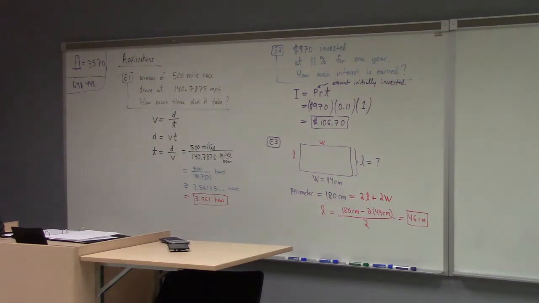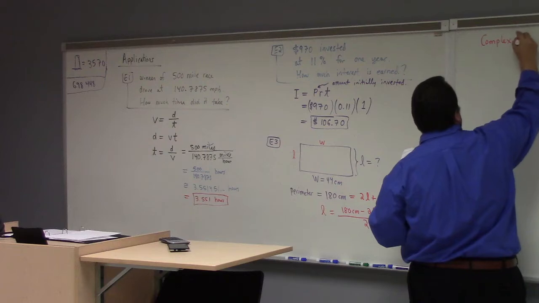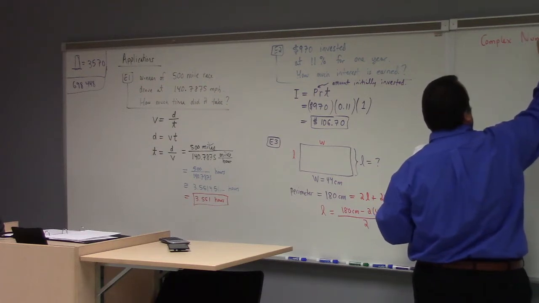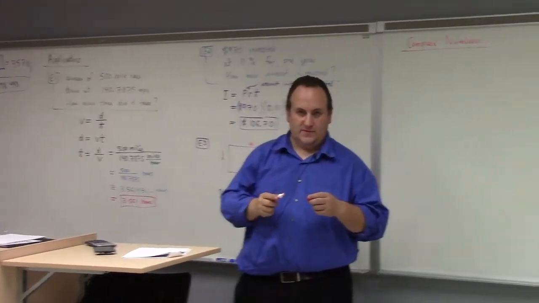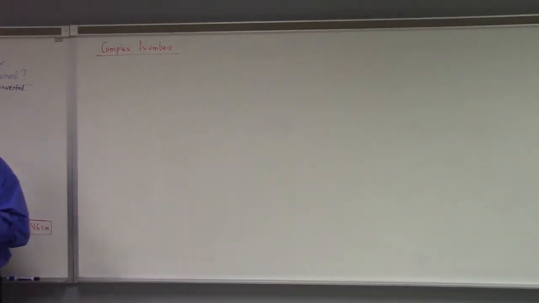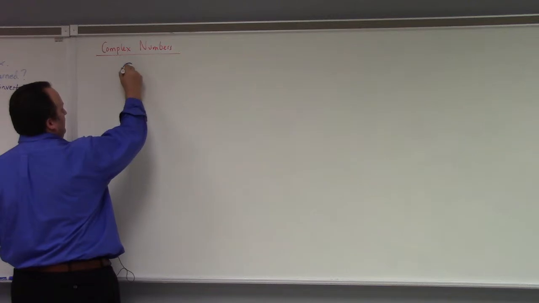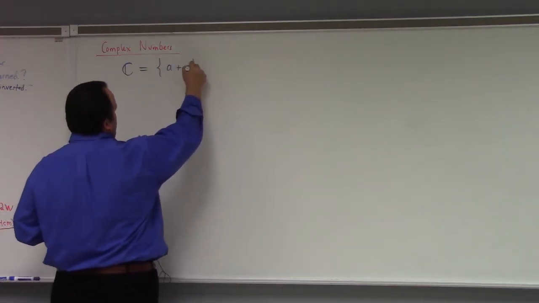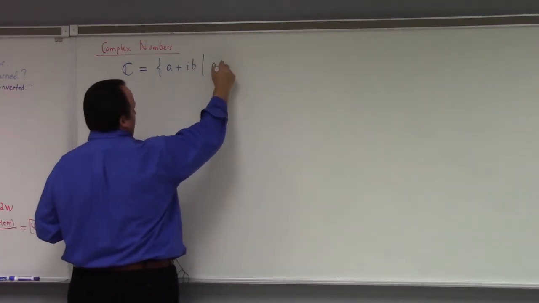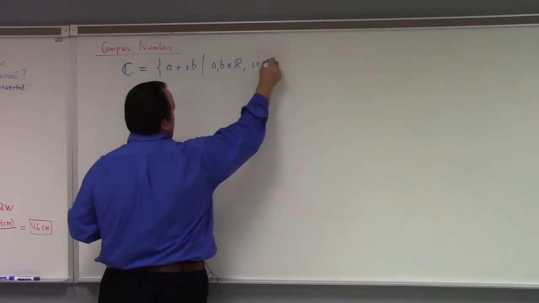I won't cover everything about complex numbers, but I want to talk at least a little bit about complex numbers. What are complex numbers? So a complex number, here's the set of all complex numbers. We use this funny looking C. It's equal to a plus ib such that a and b are real numbers and i is the square root of minus 1.